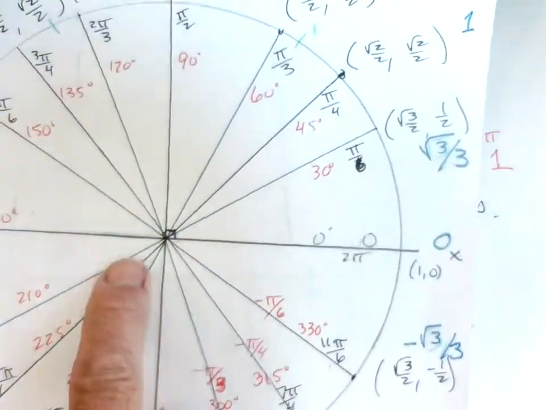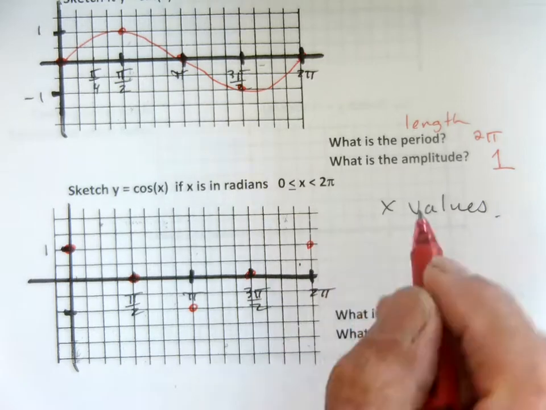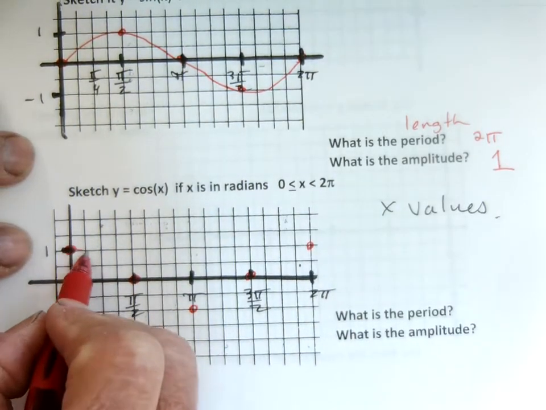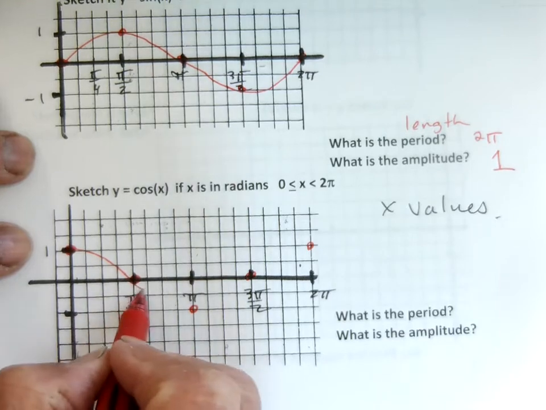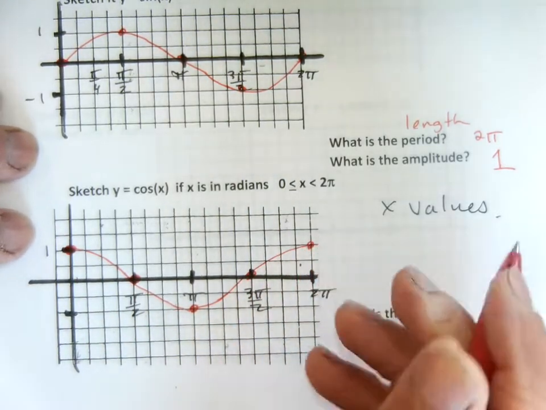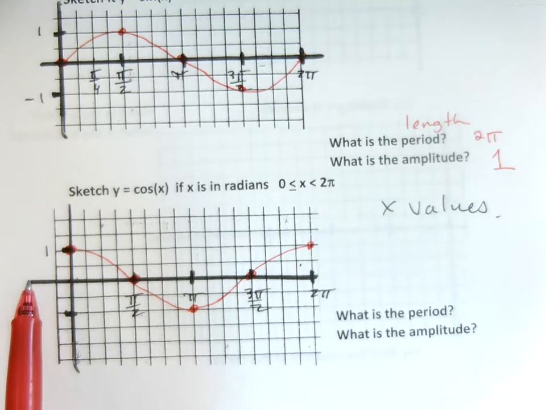And then back to 2 pi, the x value is 1. So it's the same shape, it just starts in a different place, okay? So the cosine curve looks like this. They almost look identical, don't they? In fact, they are identical, except they've just been shifted, right? The cosine curve has been shifted back, okay?